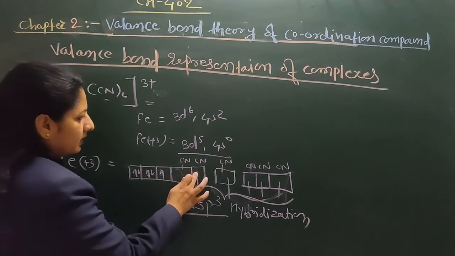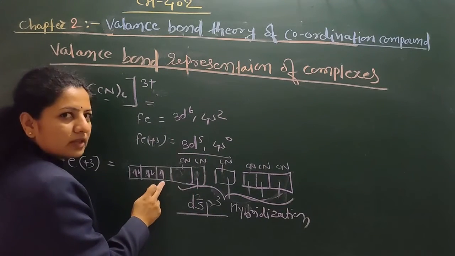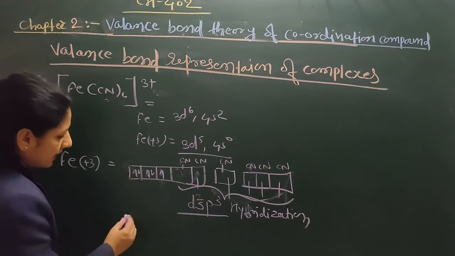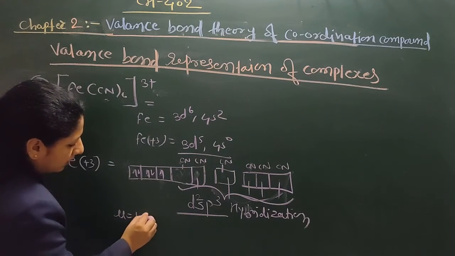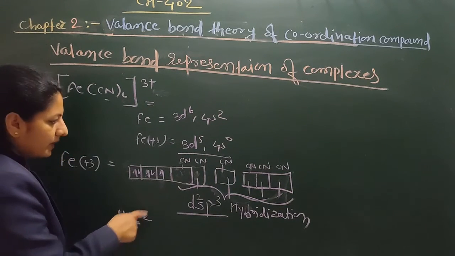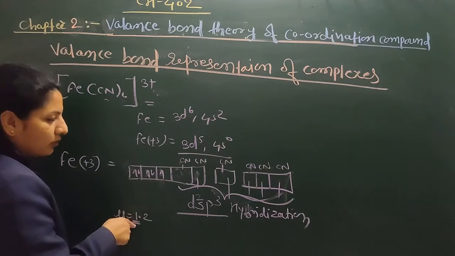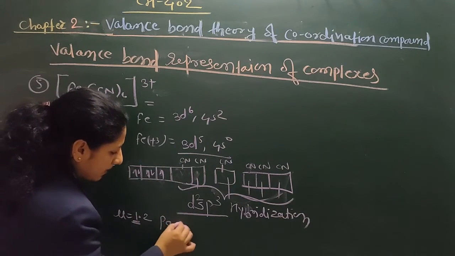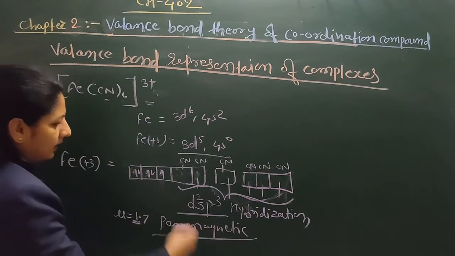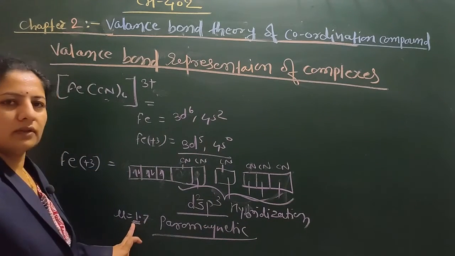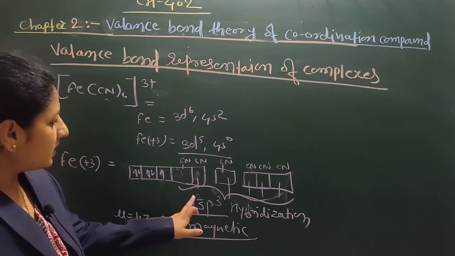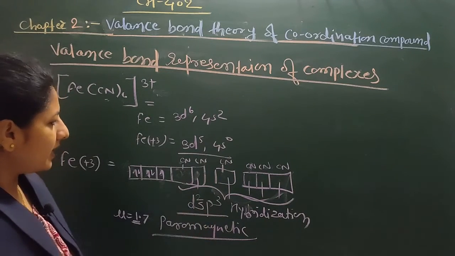If you observe the number of unpaired electrons, 1 unpaired electron is left. So the magnetic moment, 1.7 approximately, the first digit is equal to the number of unpaired electrons. So the complex is paramagnetic, and the hybridization is d2sp3.